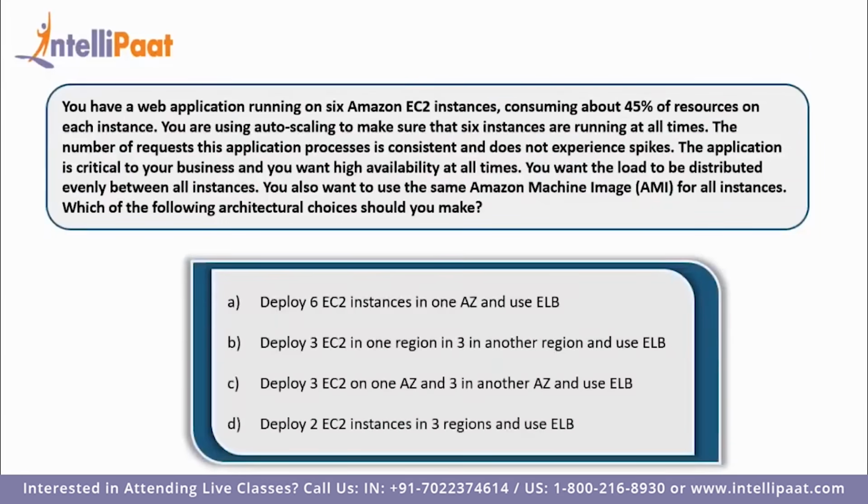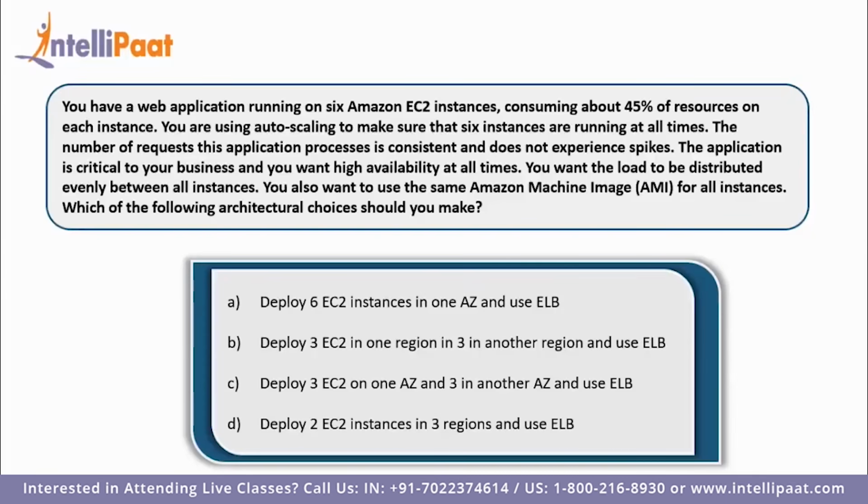All right. So our next question is, you have a web application running on 6 Amazon EC2 instances, consuming about 45% of resources on each instance. You are using autoscaling to make sure that 6 instances are running at all times. The number of requests this application processes is consistent and does not experience spikes. The application is critical to your business and you want high availability at all times. You want the load to be distributed evenly between all instances, and you also want to use the Amazon AMI for all instances. Which of the following architectural choices should you make?